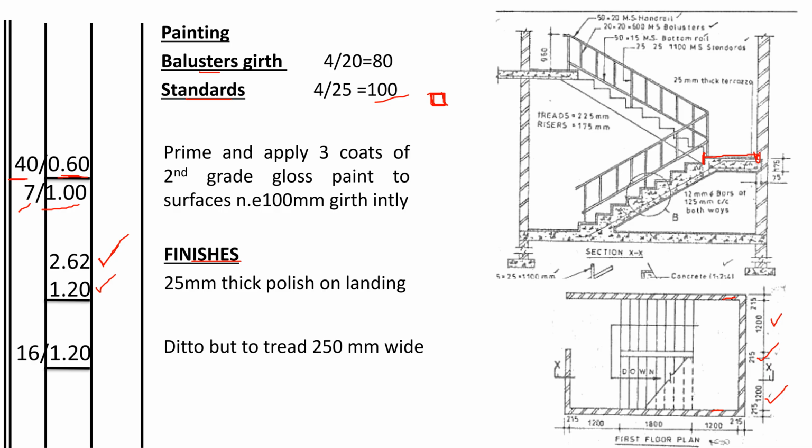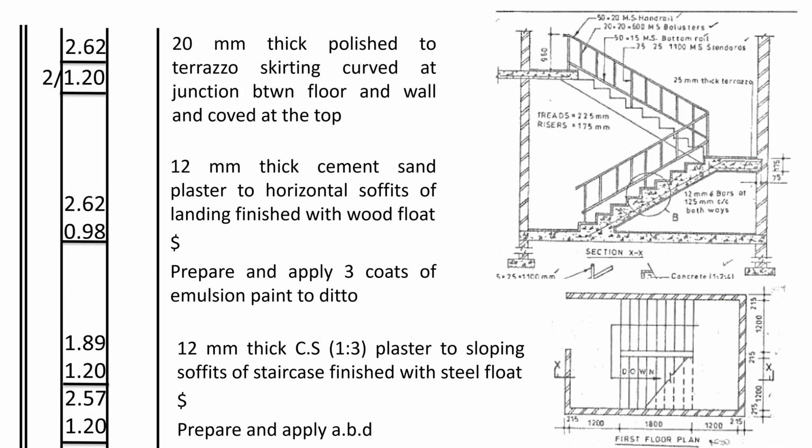Then we say finishes ditto, but to treads, 250 millimeters wide. So finishes for the treads, how many steps do we have? We have 16. Then this length, how much is it? 1.2 meters. We shall go to 20 millimeters thick polished terrazzo skirting.